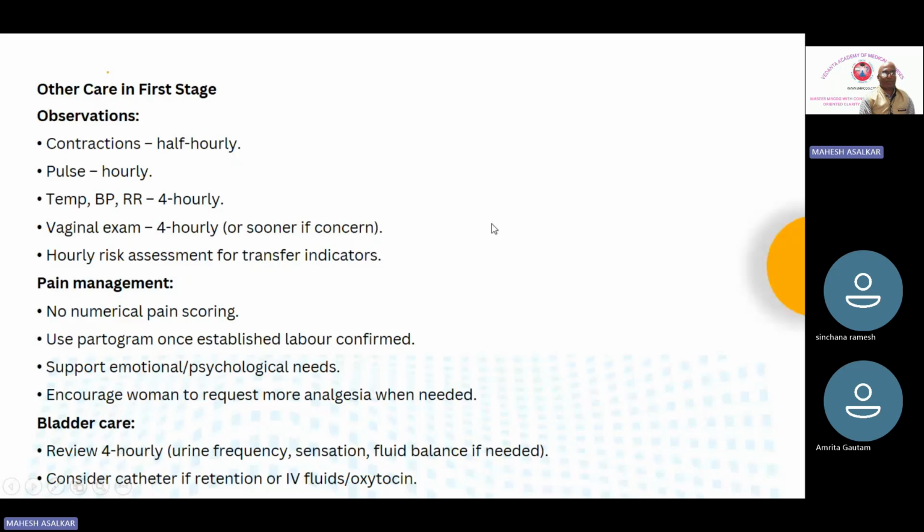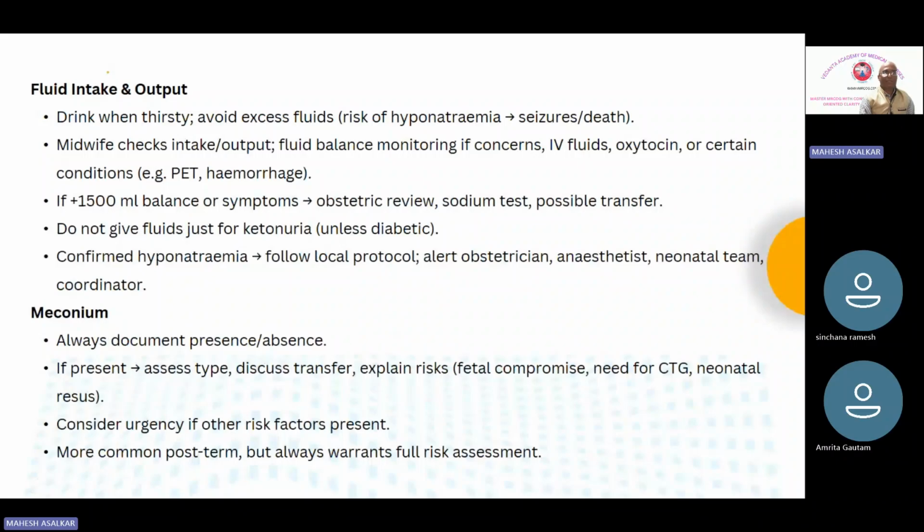Okay, then pain management. There is no numerical pain scoring. Then use the partograph once established labor is confirmed. Support emotional and psychological needs. Encourage women to request more analgesia when required. Bladder care: review 4 hourly, urine frequency, sensation, fluid balance if needed, and consider a catheter if retention, or IV fluids, or she is on oxytocin. Okay. Then fluid intake and output, meconium, no questions are there on this.